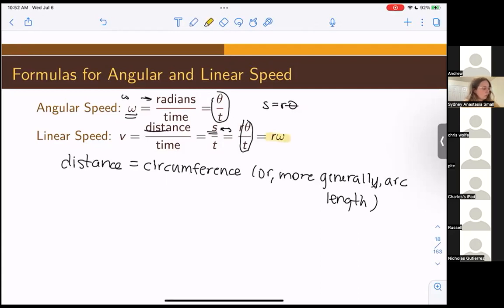These two formulas will be extraordinarily helpful to you. Memorize them, learn them, they're great. Are there any other questions for now? We'll do another example.